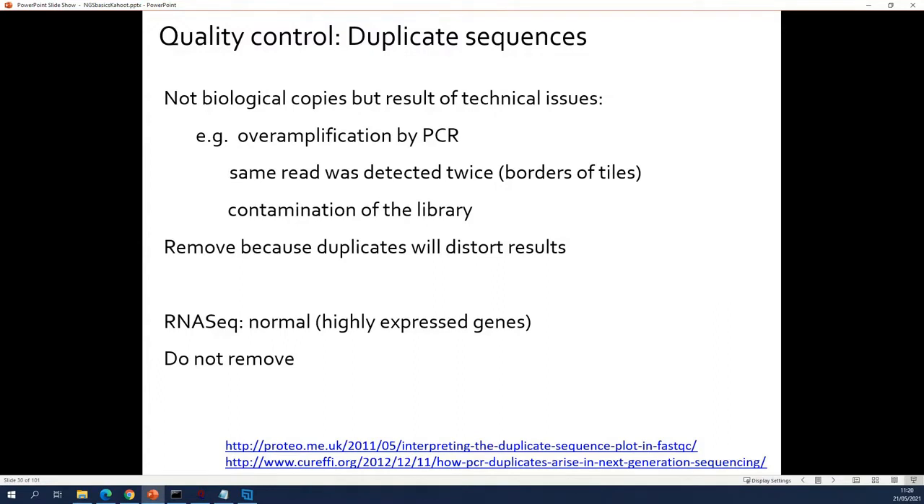Why does he check it? Well, because for most applications, you don't want to see them. Yeah? If the duplicates are biological, of course you want to keep them. But if the duplicates are technical, then you don't want to keep them because they will distort your results. Because in every application that you do, at some point you have to count. And counting is influenced by these technical duplicates.